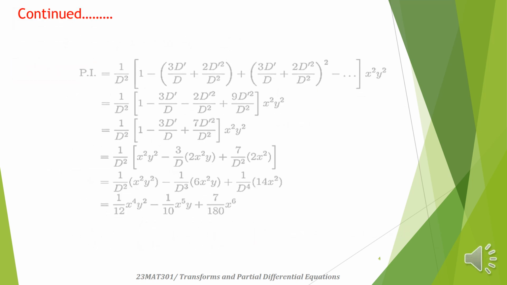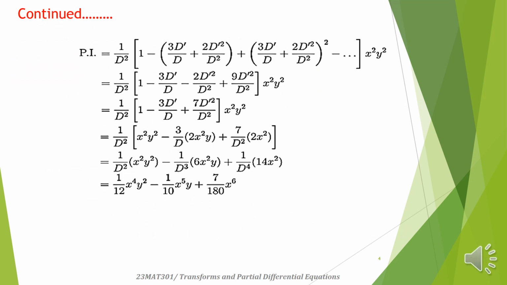1 minus 3 D dash divided by D plus 2 D dash square divided by D square plus 3 D dash divided by D, like 1 minus z plus z square minus etc to x square y square. If you could solve any one term, it would be easier. You couldn't go for all the terms like cube and power 4 and all. Just stop it with power 1 or power 2.